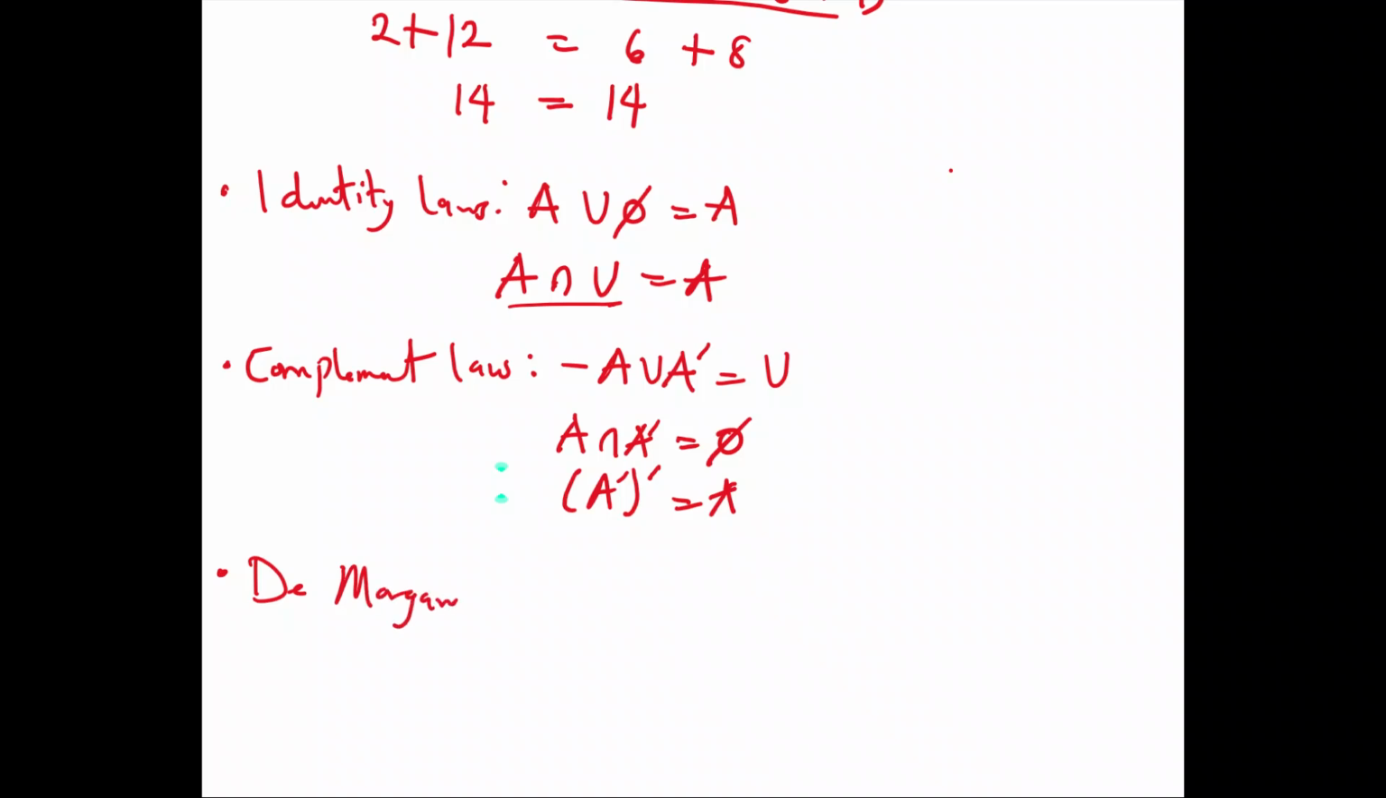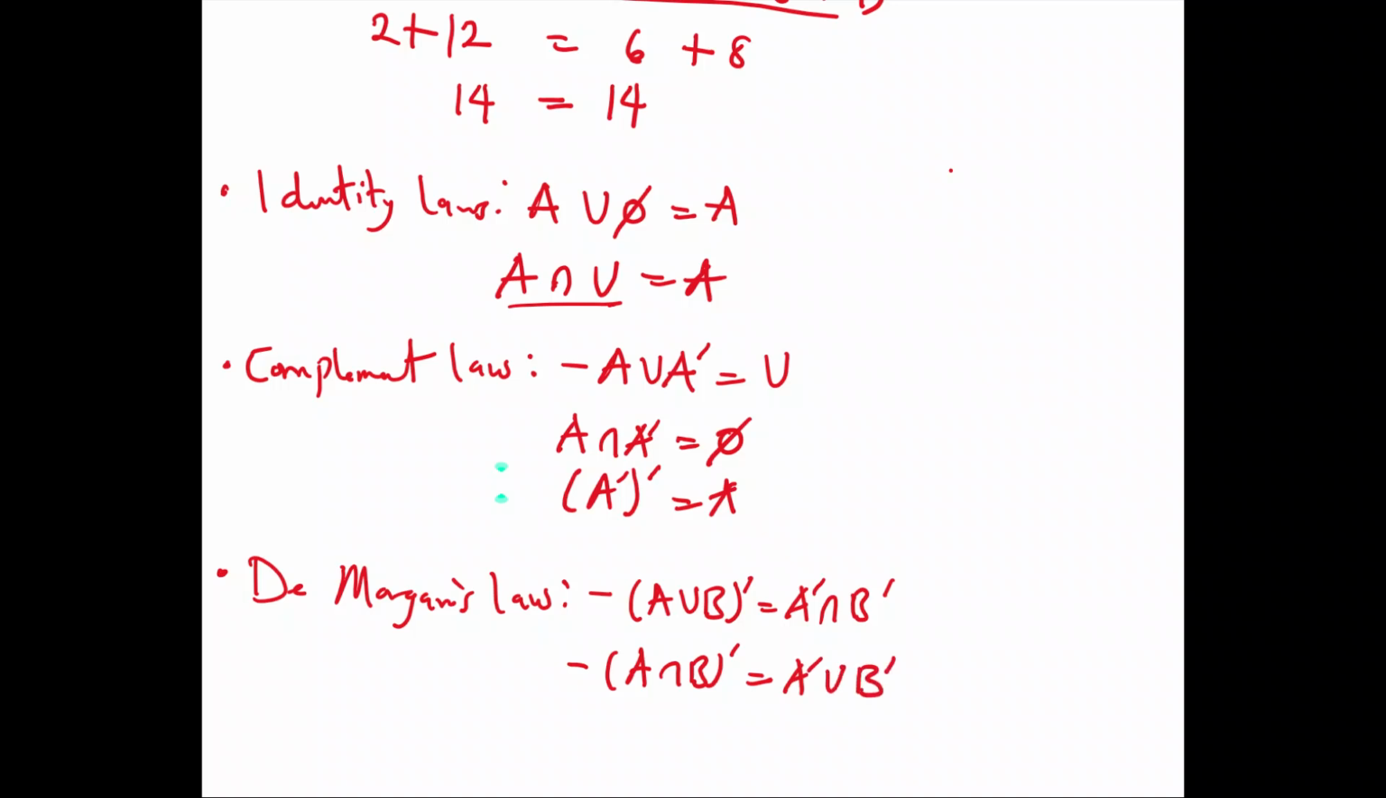And the last law is De Morgan's law. De Morgan's law states that (A union B) prime is equal to A prime intersection B prime. And it states that (A intersection B) prime is equal to A prime union B prime.